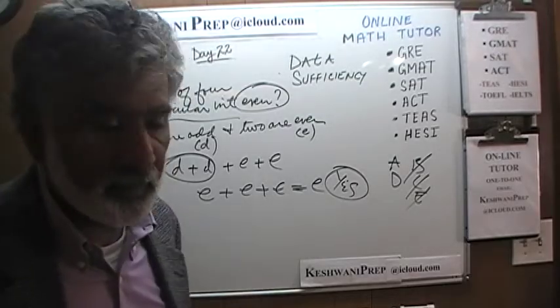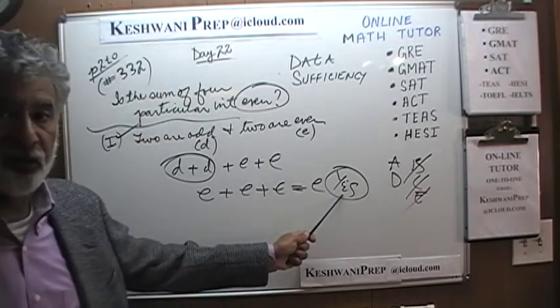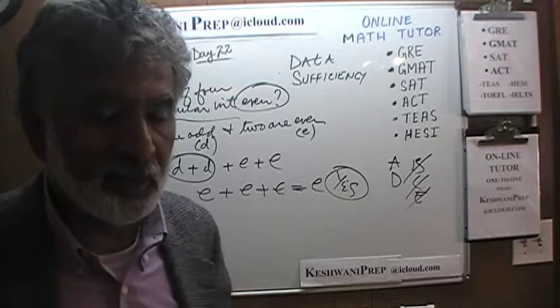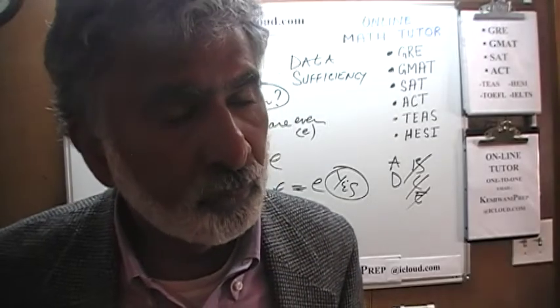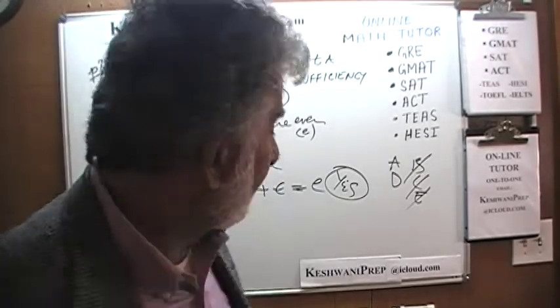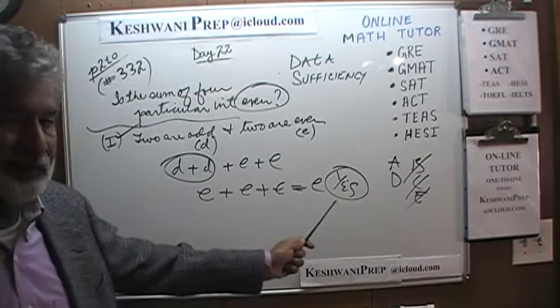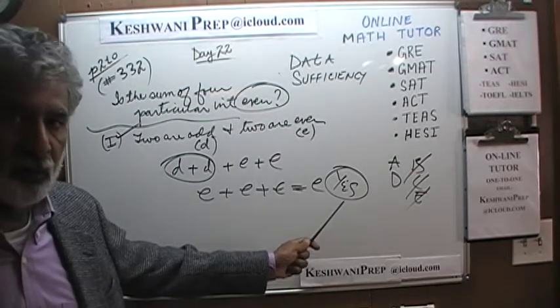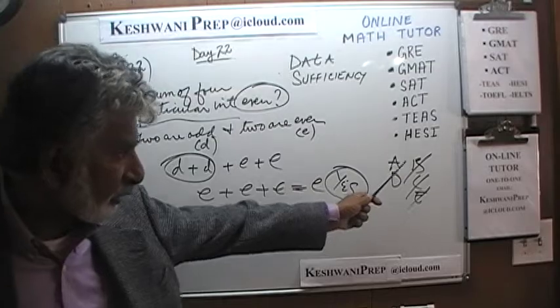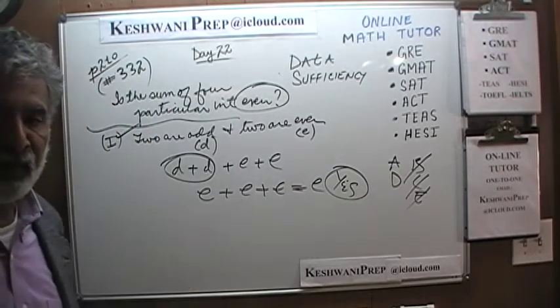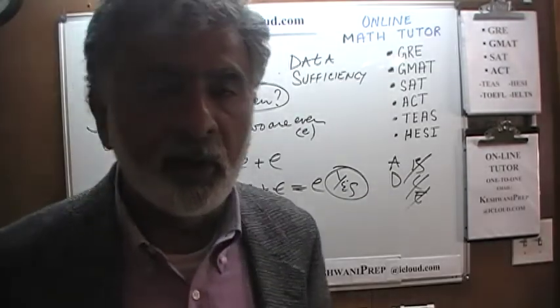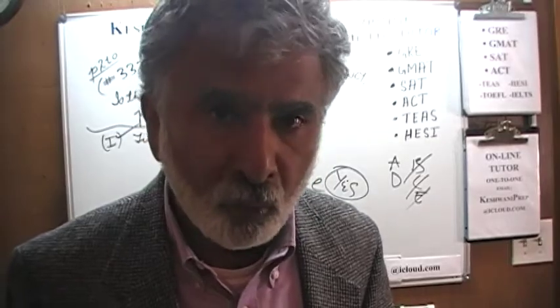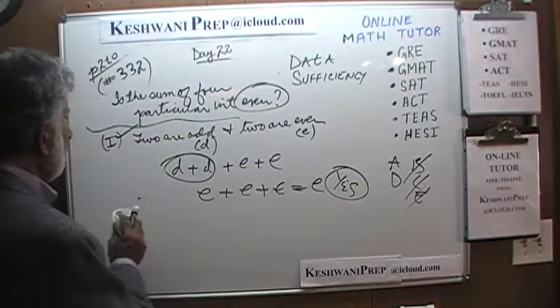Again, as I always remind you, the point here is not that the answer is yes. The point here is not that the answer turned out to be affirmative. It could very well have been negative. Even if it turned out that no, the sum is not even, we would still cross out B, C, and E, because the first statement by itself does enable us to answer the question either in the affirmative or negative, as I always remind you. Keep that in mind. Let's look at the second statement.